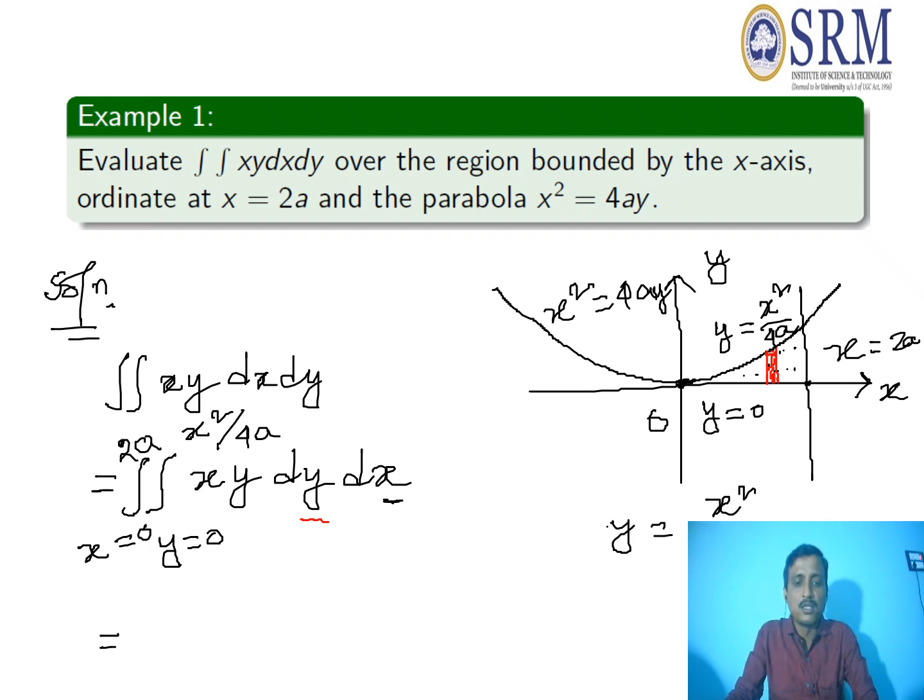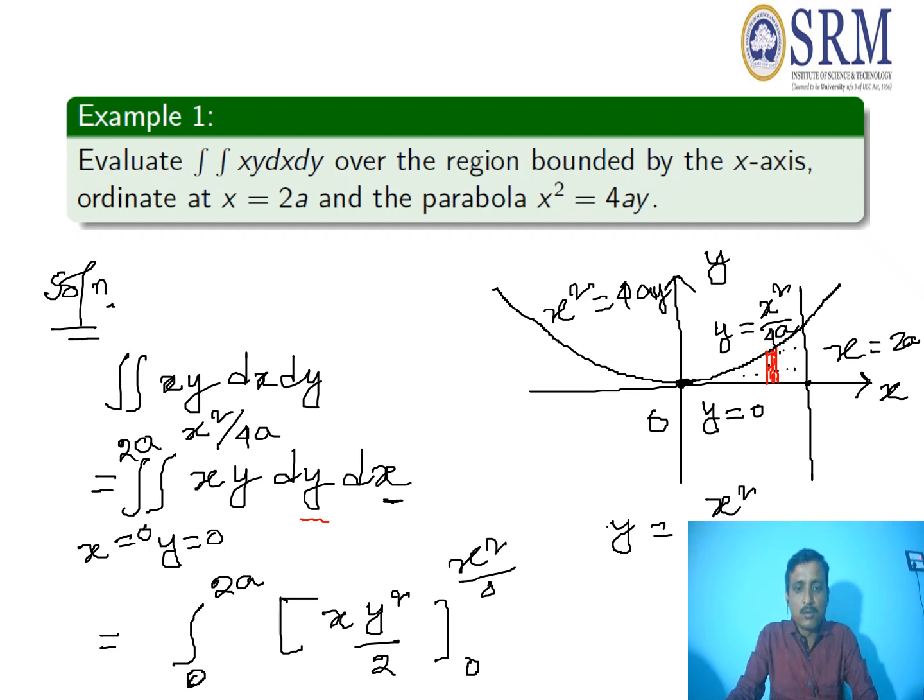Now you can evaluate the double integration easily with the usual methods. First we are going to evaluate with respect to y. The x limit is as usual, x = 0 to x = 2a, I am not writing it again and again. With respect to y, that means x y²/2, and the y limit is y = 0 to y = x²/4a, and dx. So the y part is over and dx is there.